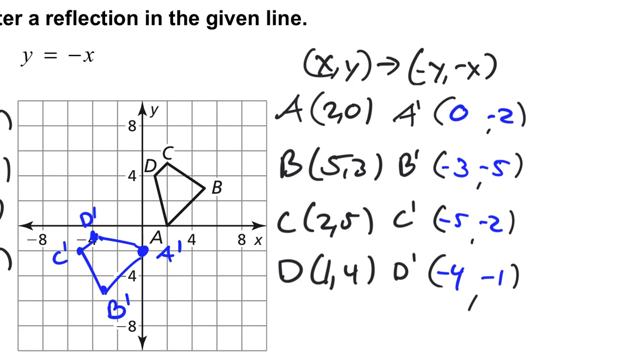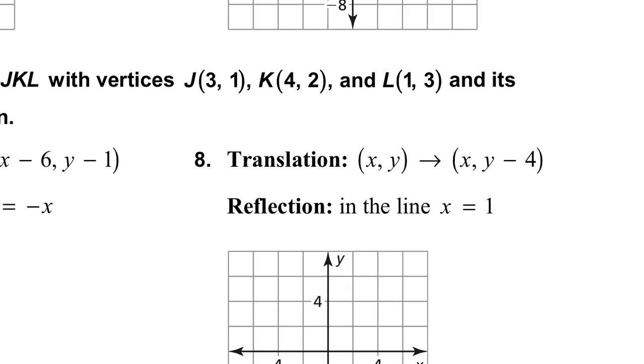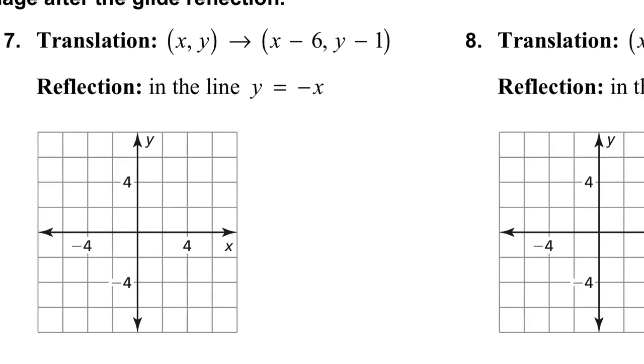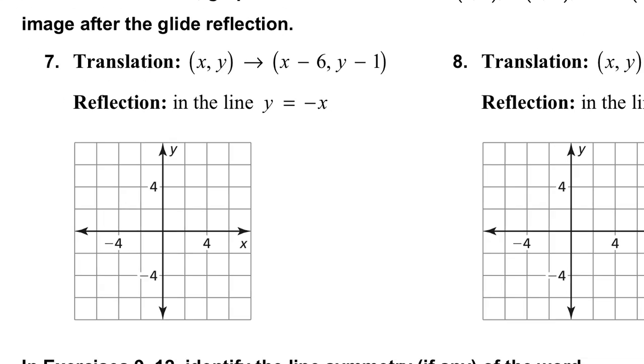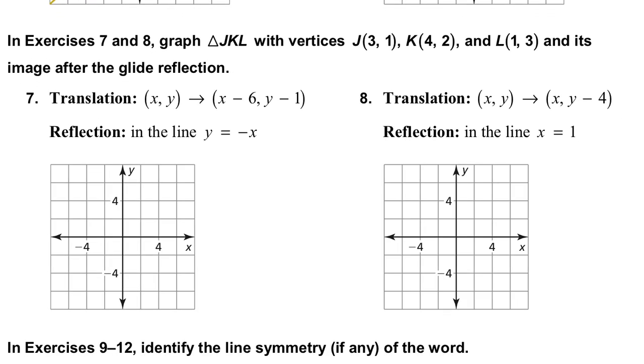All right, last couple problems. Let's look at number 7 here. We'll do number 7. This is a glide reflection. And the question has some points, J, K, and L. And we want to, I'm going to use some rules here. Now, you could graph each one individually, but I'm going to use my rules.